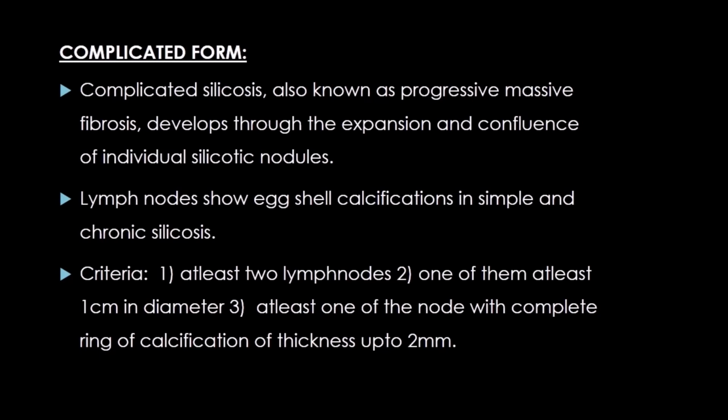criteria. They are: at least two lymph nodes should be present, of which one of them should be at least 1 centimeter in diameter, and at least one of the nodes should have a complete ring of calcification of thickness up to 2 mm.